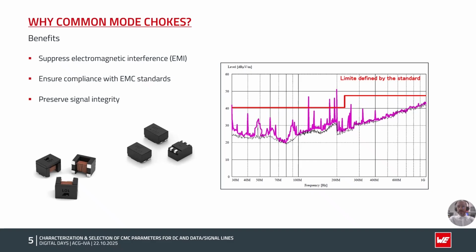To understand the common mode choke characterization and selection, we must start by asking ourselves, why a common mode choke? The main reason to use a common mode choke is to suppress the common mode noise generated by the circuit or noise received by the PCB tracks, maintaining the signal and power integrity, ensuring compliance of the electronic design with the standards during the testing phase.